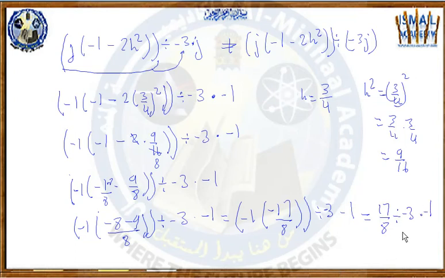Yes? This minus 3 is minus 3 over 1. If I divide a fraction by a fraction, what do we do? We keep the first unchanged and we flip the second one. So that means I will have 17 over 8 times minus 1 over 3, times minus 1. Yes? You see the whole thing is multiplication now. So minus times minus becomes positive. So I will have 1 times 17 is 17, 8 times 3 is 24. So the answer is 17 over 24.